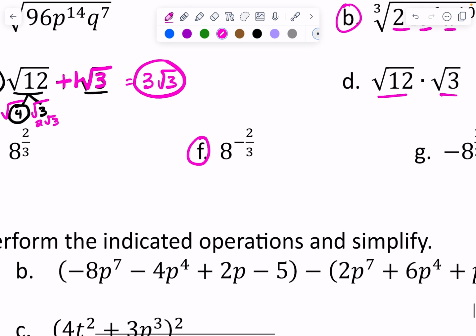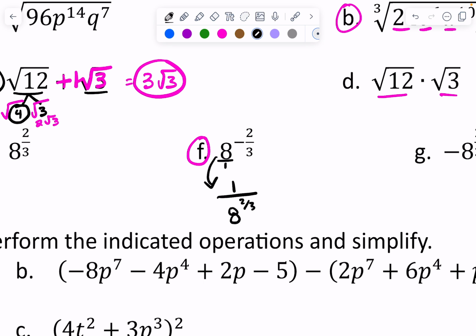This is a negative exponent again, all right? So the first thing I'm going to do is flip this thing. Well, how do I flip it if it's just 8? This is like 8 over 1 right now, so I'm going to make it 1 over 8 to the 2/3 power. That's what I'm going to make it, okay?